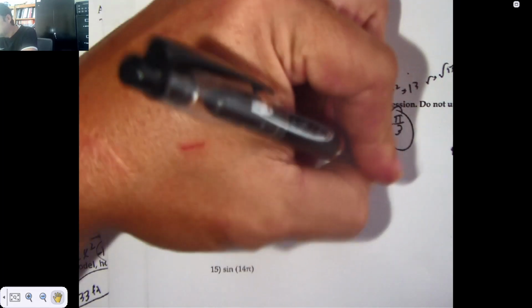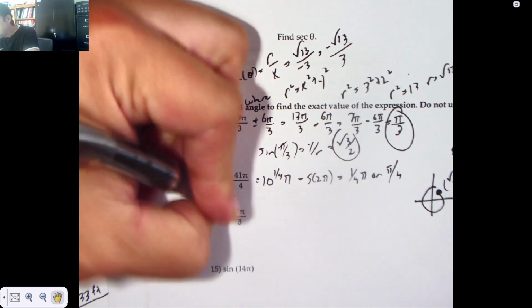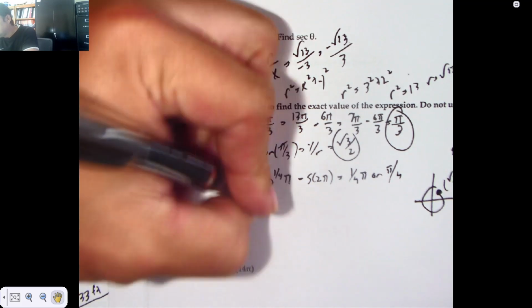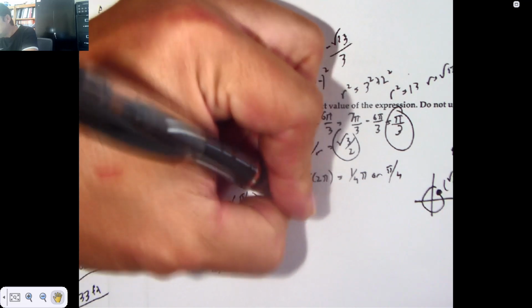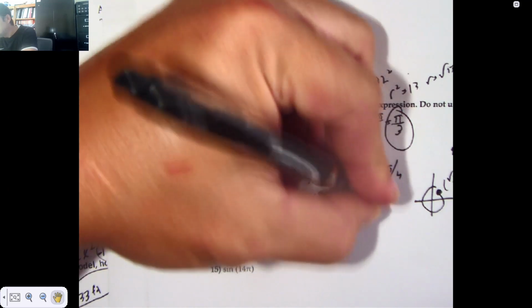Or pi over 4. And again, I'm going to think about the unit circle. There's pi over 4. And the ordered pair there is root 2 over 2, root 2 over 2. They want cosecant. I know that the sine of pi over 4 would be root 2 over 2. So cosecant of pi over 4 is 2 over root 2, which is 2 root 2 over 2.